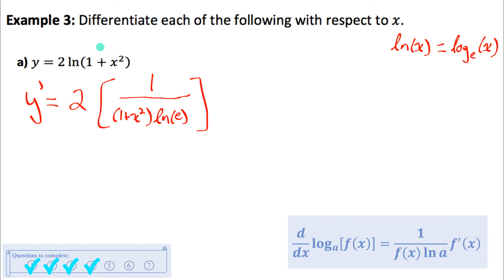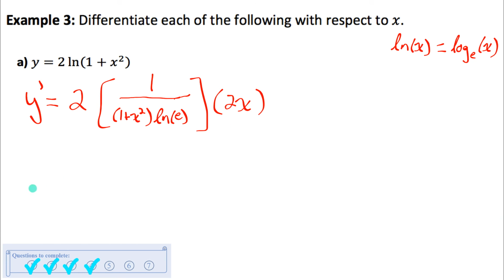And then because the argument was a function of x, I need to do chain rule, which then tells me I would need to multiply this derivative by the derivative of the inside function. So the derivative of 1 plus x squared is 2x. And now let's simplify this a bit. Y prime equals, well, 2 times 1 times 2x is 4x, so I can put that in the numerator. And then in the denominator, I've got 1 plus x squared times ln e. And ln e, remember, is just 1, because really ln e means what exponent goes on e to get e. That's 1. So here's my simplified derivative, 4x over 1 plus x squared.